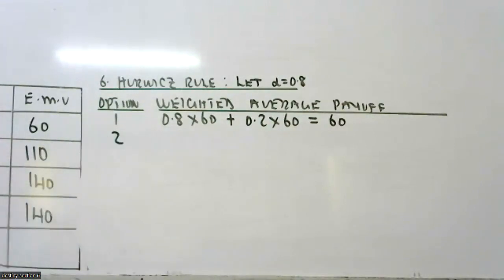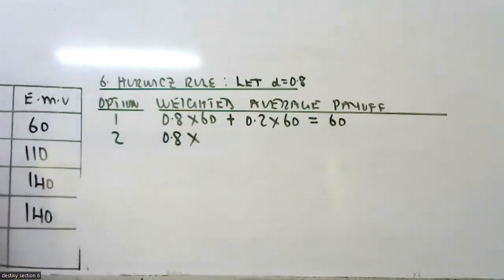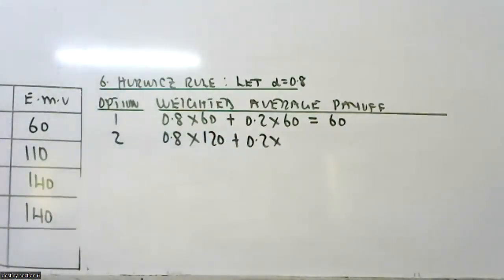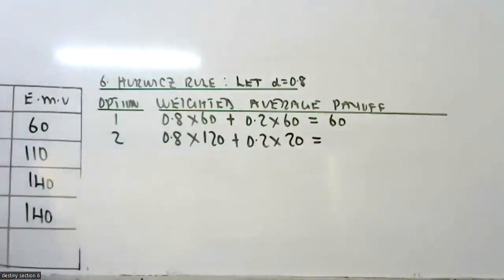When you come to number 2, you take alpha 0.8, you multiply by the best. The best payoff there for number 2, when you look at that line, the best is 120. That's 0.2 times the worst. The worst there is 20. So you get 100.